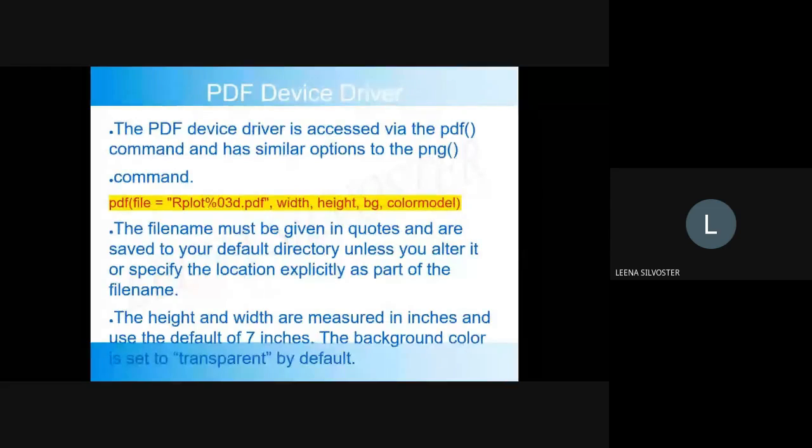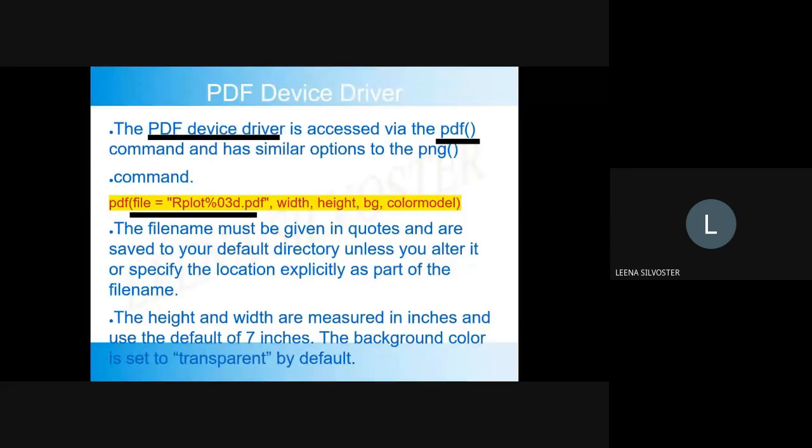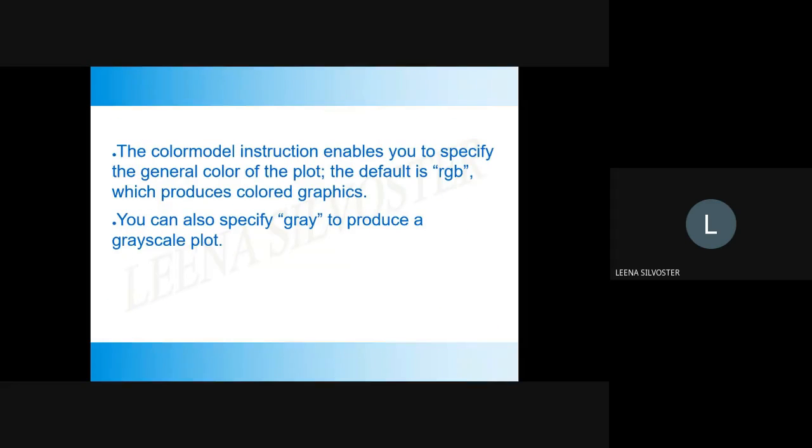Another device driver is the PDF device driver. It is accessed via the pdf command. It also has similar options. First of all, you have to specify the file, then width, height, background, then color model. The color model enables you to specify the general color of the plot. The default value is RGB. Gray will produce a grayscale plot.